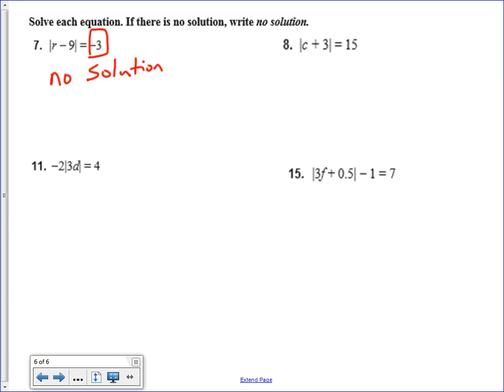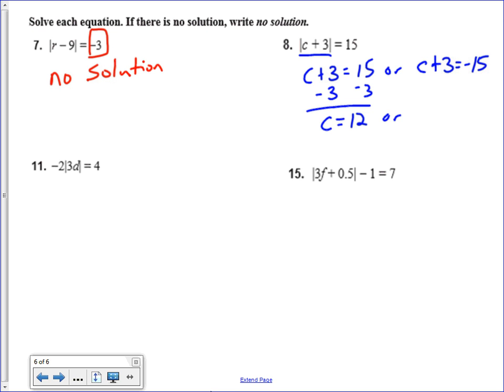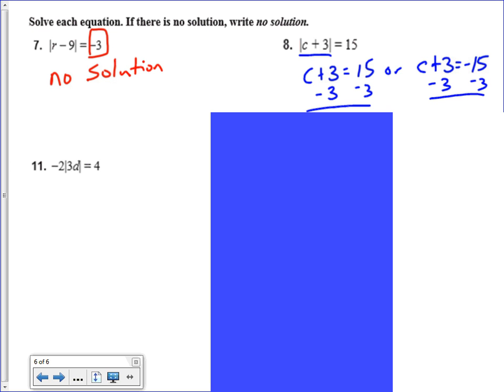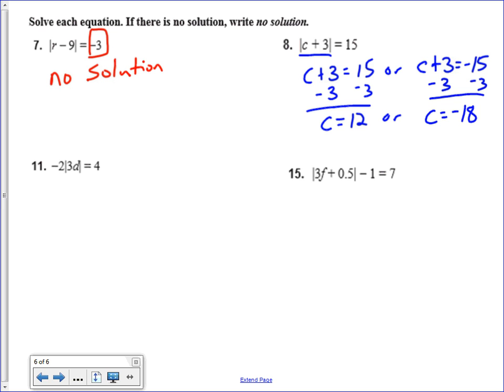So what about this next one? Now we've got the absolute value of c plus 3 is equal to 15. So now we have to think a little bit, but this would mean that either c plus 3 is equal to a 15 or c plus 3 is equal to a negative 15. So if c plus 3 were equal to a positive 15, I would minus the 3 off, and I'd have that c is equal to a 12. Or if I do the other one, c plus 3 is equal to a negative 15, I minus the 3 off there again, and I'd have the other option of c is equal to a negative 18.